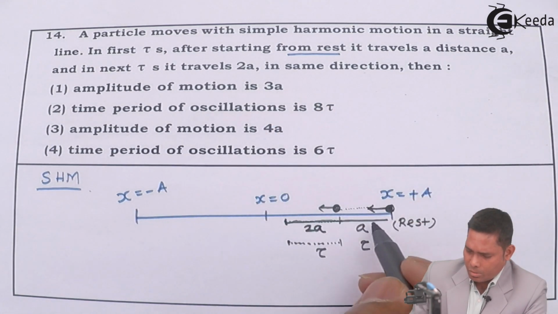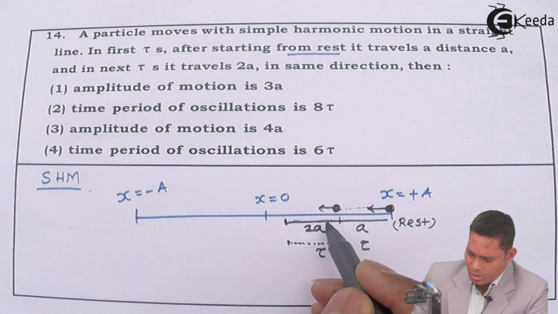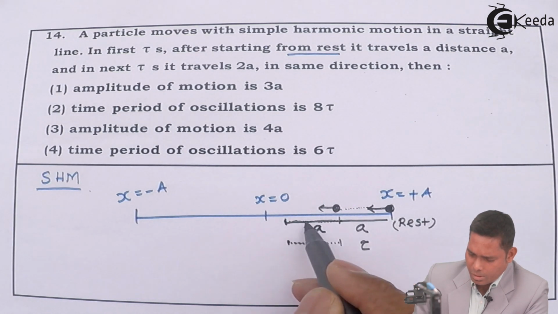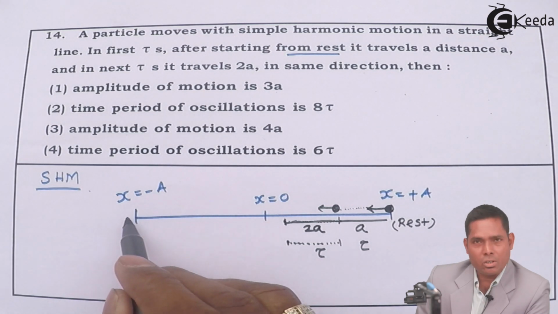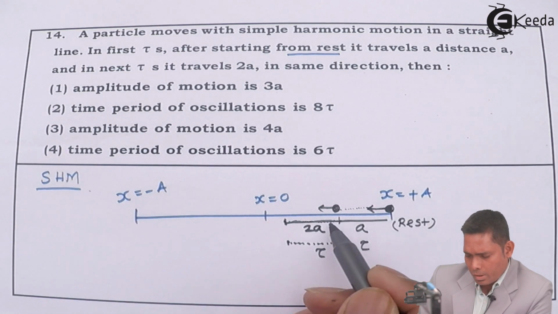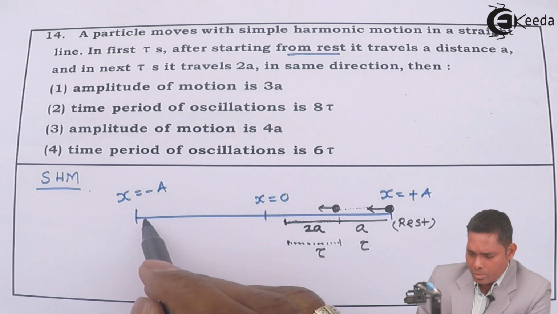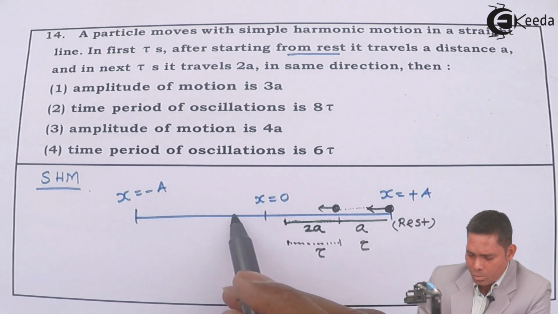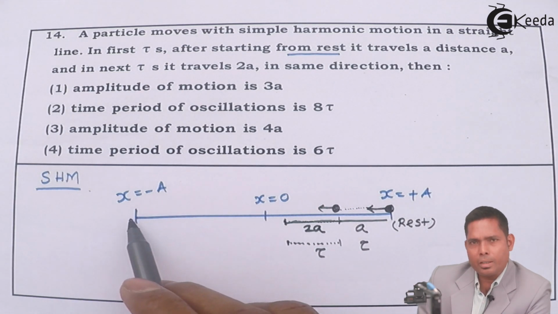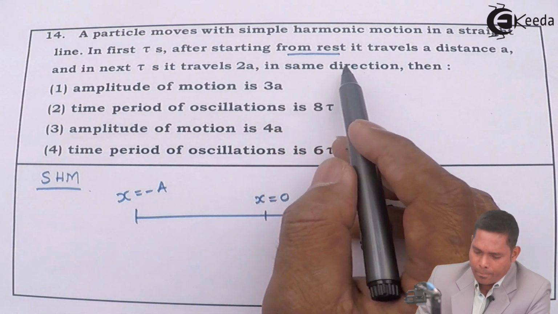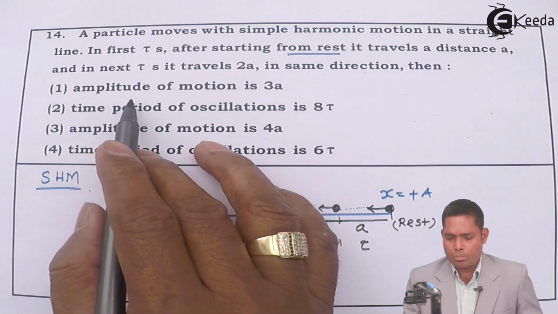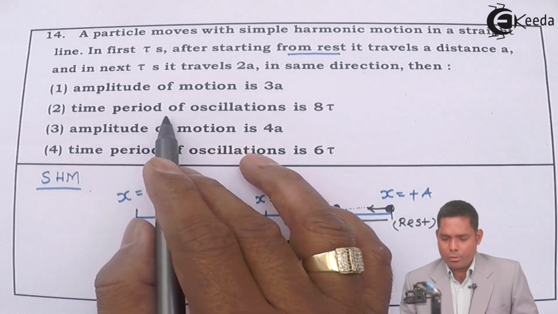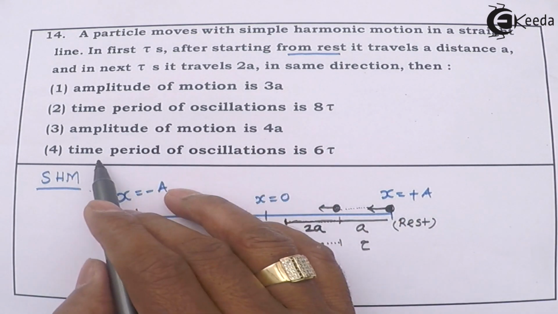Now it is in the same direction, which means it has not returned from the left extreme, so it has to move only in that particular direction. The distance is insufficient to cross this point and then turn back. Then you have to find the amplitude of motion and the time period of oscillation.